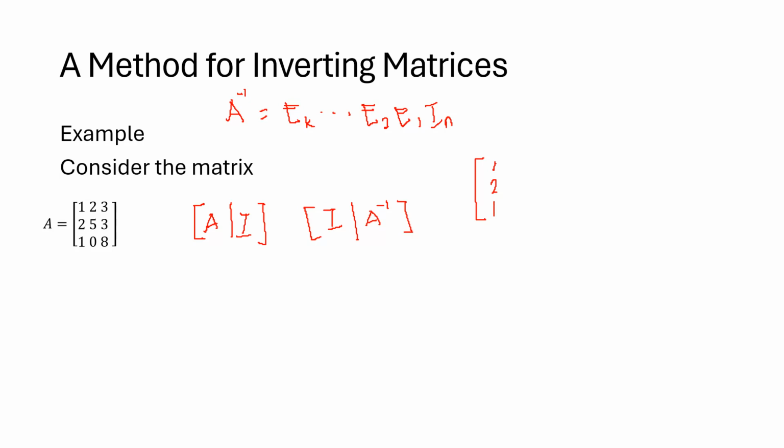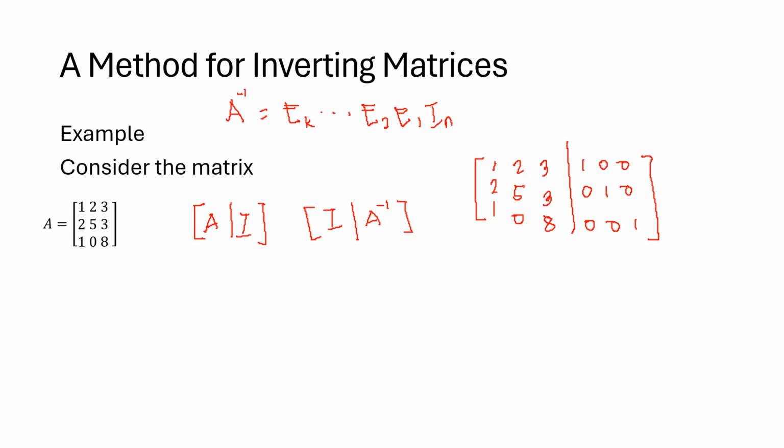You have 1 2 1, 2 5 0, 3 3 8, and then you have the bar, and then the identity, 3 by 3 identity. So 1 0 0, 0 1 0, and then you have 0 0 1.